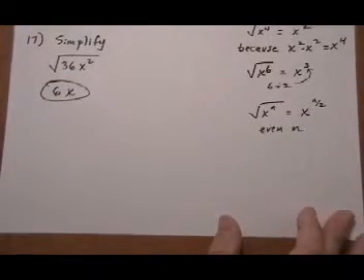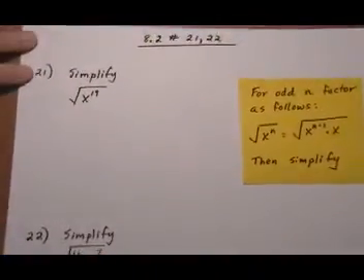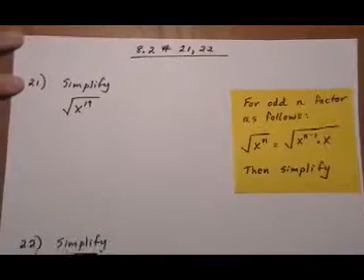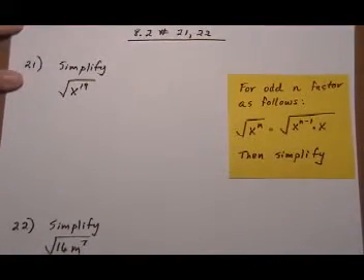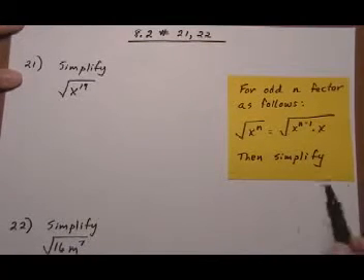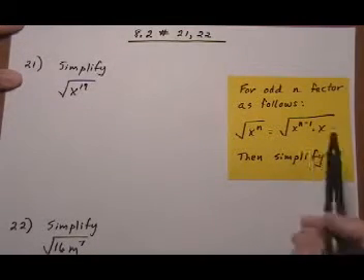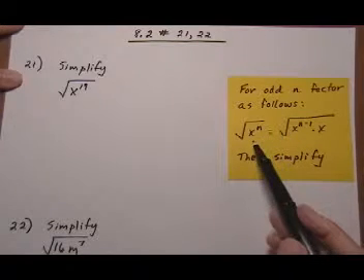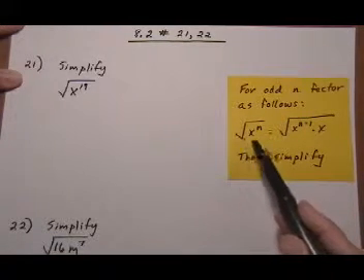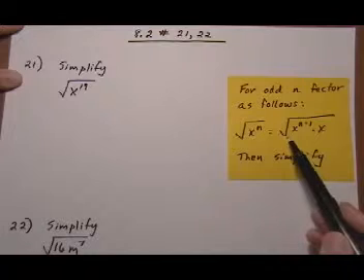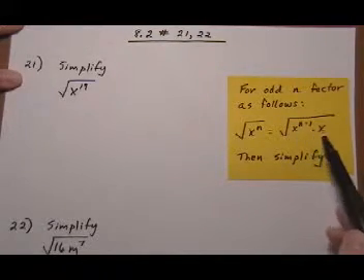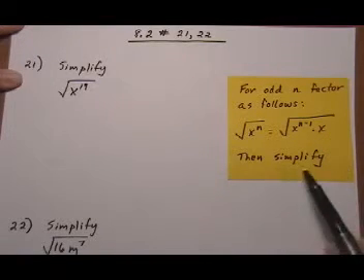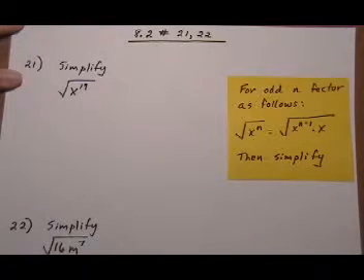And let's do some more. Number 21. Here we have an odd power. What we're going to do for odd powers is break it into factors where we have an even power and then one left over. So like this. For odd n, factor them as follows. Root x to the n equals root x to the n minus 1, so subtract 1 from the exponent, and then have 1 left over. And then we go ahead and simplify it like we did the other ones.